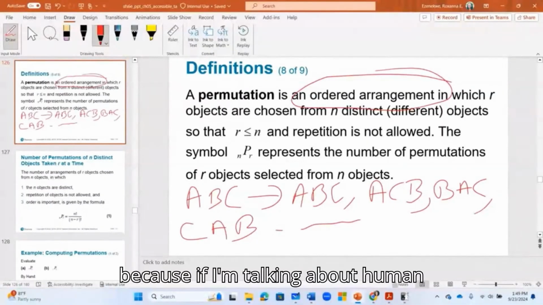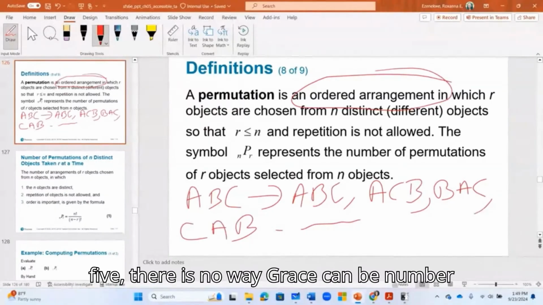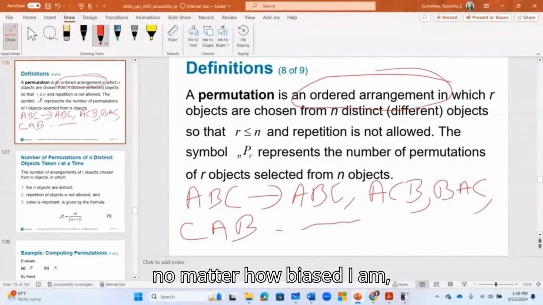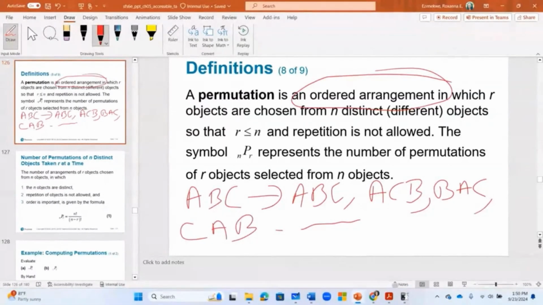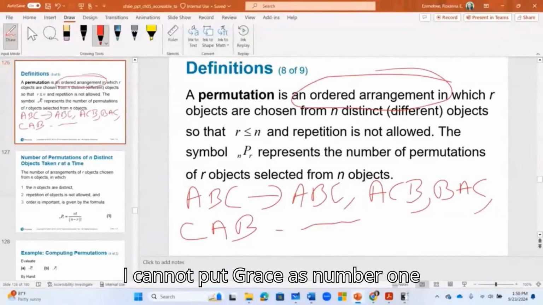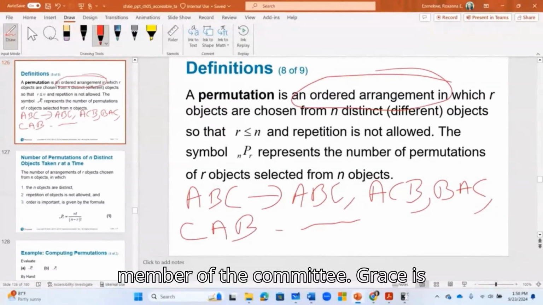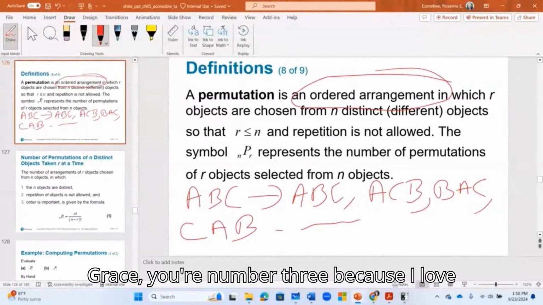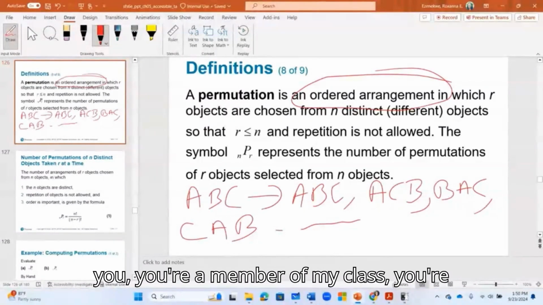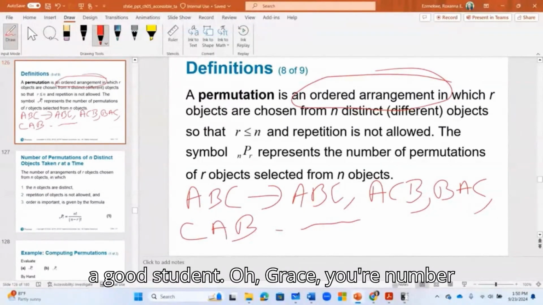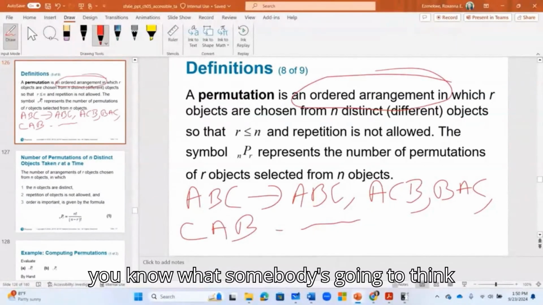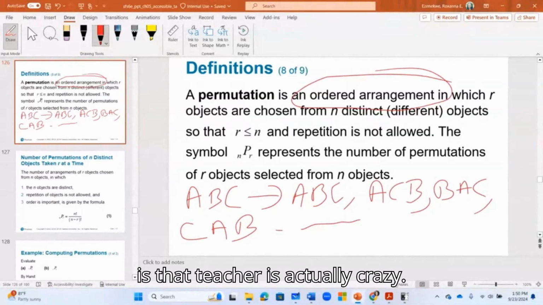Because if I'm talking about human beings and I'm selecting a committee of 5, there is no way Grace can be number 1. No matter how partial, no matter how biased I am, I cannot put Grace as number 1 member of the committee. Grace is number 2 member of the committee. Oh, Grace, you're number 3 because I love you. You're a member of my class. You're a good student. Oh, Grace, you're number 4. Grace, you're number 5. You know what? Somebody's going to think, is that teacher crazy?